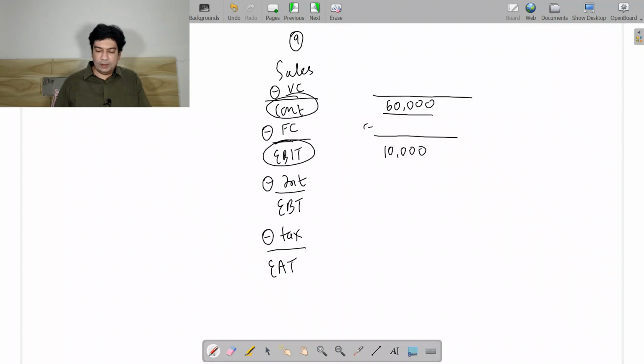So I am able to get 50,000 as my fixed cost. I subtracted 10,000 from 60,000. So 50,000 I have got as my fixed cost.